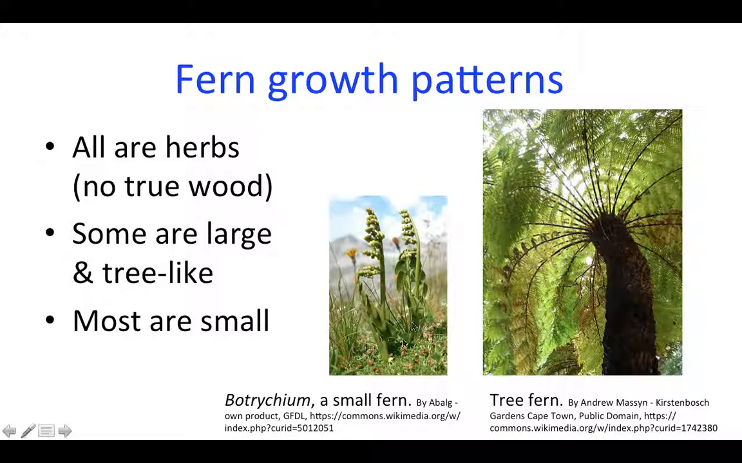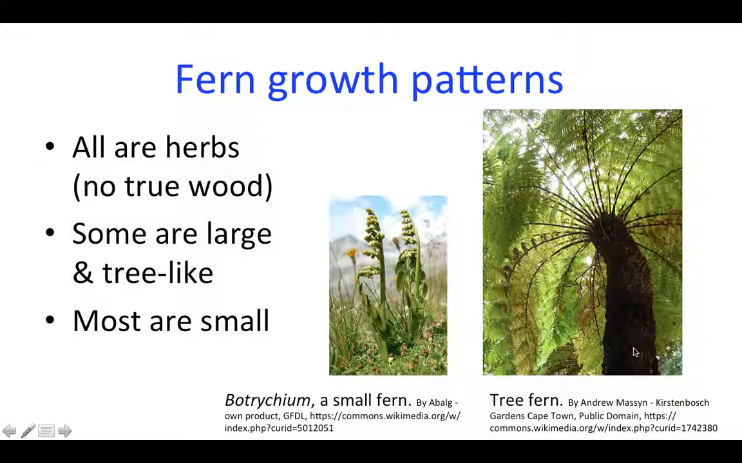And here's a picture of a small herbaceous fern that looks nothing like a tree. This is a Botrychium, or a grape fern, and it's probably growing somewhere around 6 inches tall. So a small plant you would not confuse for a tree. But over here is what we would call a tree fern, and this particular one happens to be from South Africa, but this could be growing several meters tall. It's got a thick trunk, it looks like a tree.